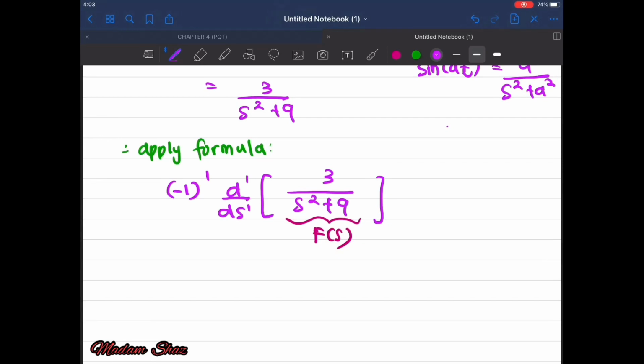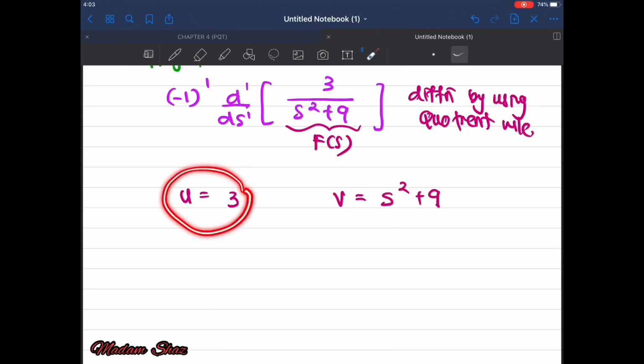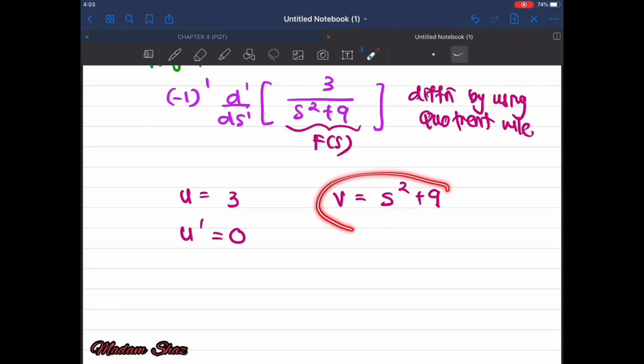The same thing, when we want to differentiate something divided, you have to apply the quotient rule. So u is equal to 3, v is equal to s square plus 9. Differentiate u, differentiate 3 will become 0, so u prime is equal to 0. V is equal to s square plus 9, so v prime is equal to, differentiate s square will become 2s. Differentiate 9 will become 0.